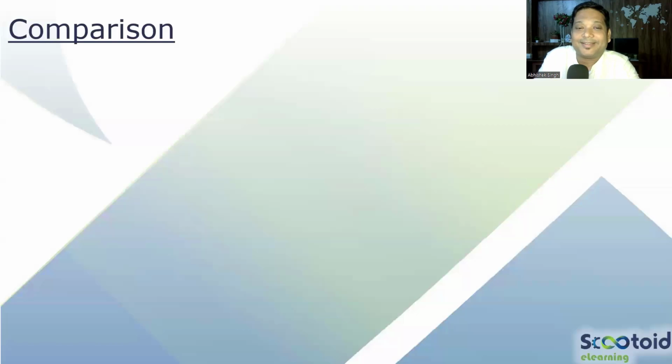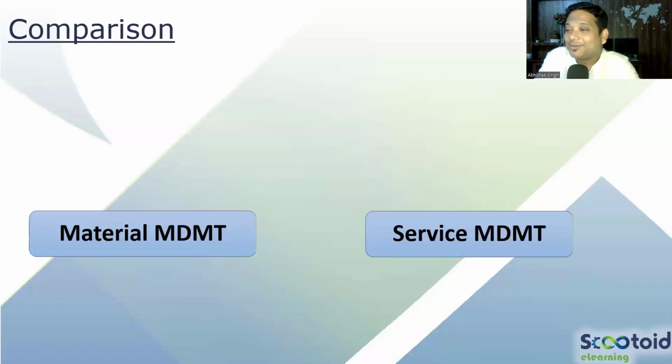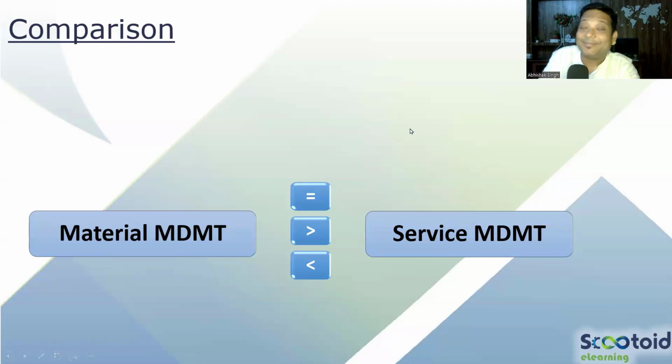So if you compare, can you give me the relation? Material MDMT is equal, greater, or less? Which sign? So maybe less. Normally we don't make it equal. We always try to keep it less. So material MDMT has to be lower than service MDMT.